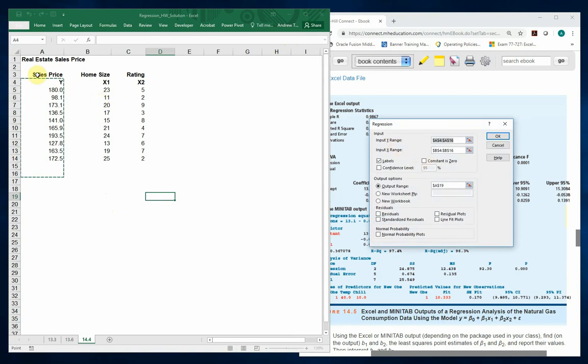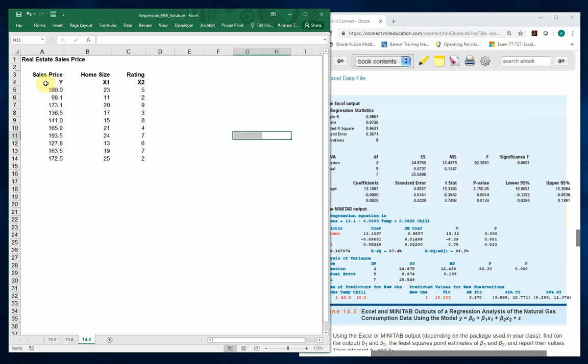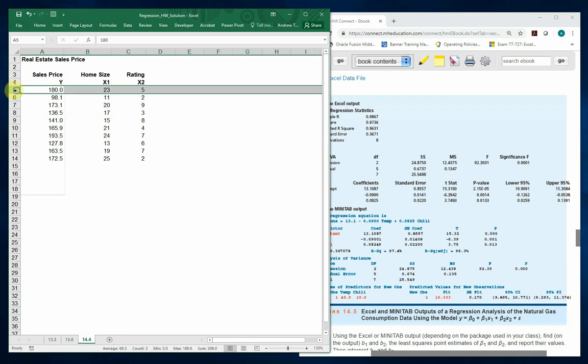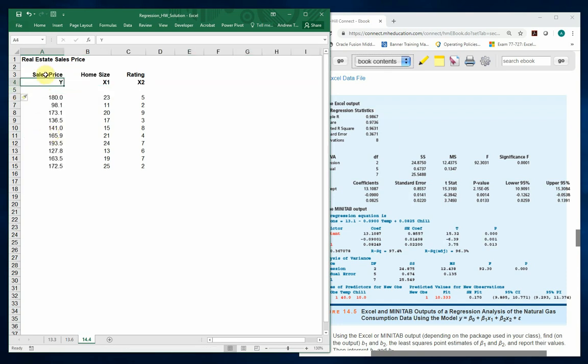The Y range is the sales price. Before I do this, I'm going to do this real quick. I'm going to concatenate, or I'm going to make this equal to, here, I'll show you. I'm going to combine this cell and this one so I get them both. Equals this, and then I'm going to concatenate it with a comma, space, comma, and this. So now I get sale price Y. I get both of those. Same thing, I get home size X1, rating X2.